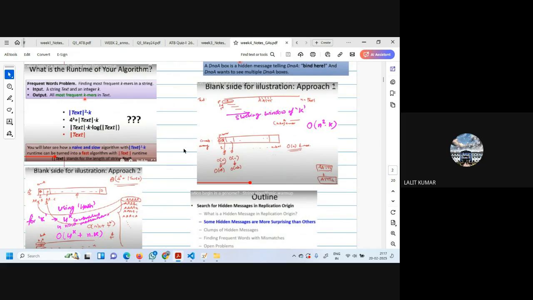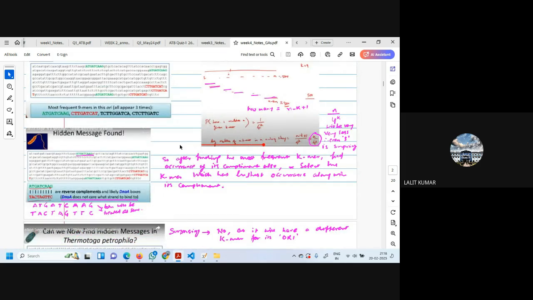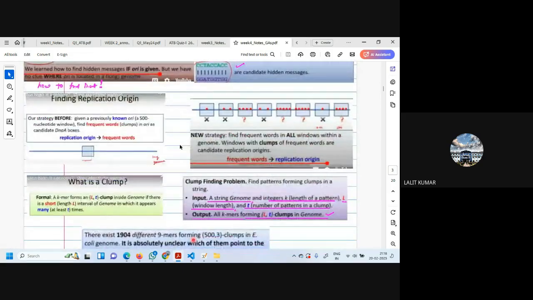But the professor had covered, though he did not explain in detail, that this also can be solved in linear space, using dynamic programming. So that was the first part: finding the most frequent string, and by finding that most frequent string, we can find where that box is and where that ORI is. So that is the first part.